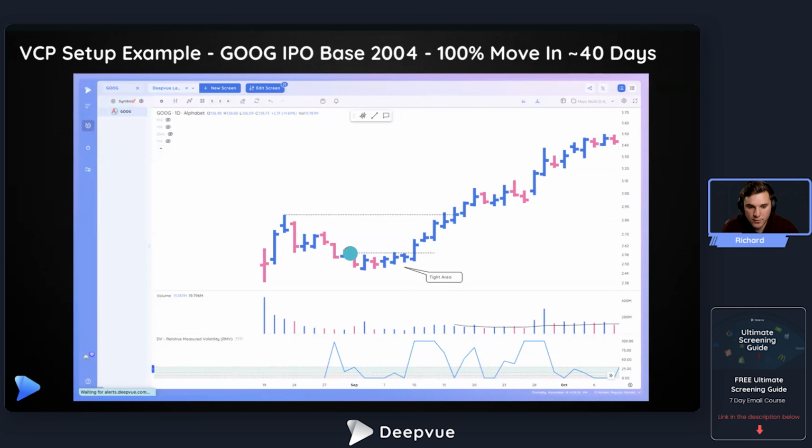And from this move off the bottom, great action and a really nice trend. And obviously, we all know that Google went on to become one of the greatest stocks of all time. So RMV, looking for VCP action, tight areas would have helped you position in this name. And you can take this lesson and apply it to future IPOs and growth stocks going forward.